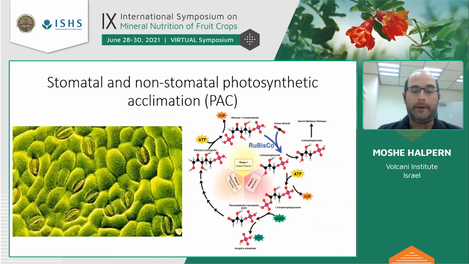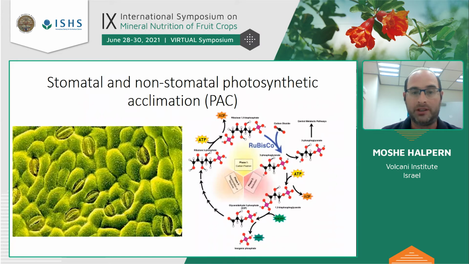There are two types of photosynthetic acclimation. They both occur at the same time, but they are two different processes. One is stomatal and the other non-stomatal. Stomatal is actually just the stomata closing in elevated carbon dioxide. That's why the transpiration was lower in the lemon trees that were grown in elevated carbon dioxide. As the stomata close, less carbon dioxide goes into the leaf, and that could lead to some sort of photosynthetic acclimation.